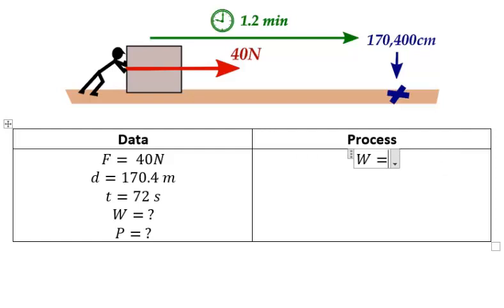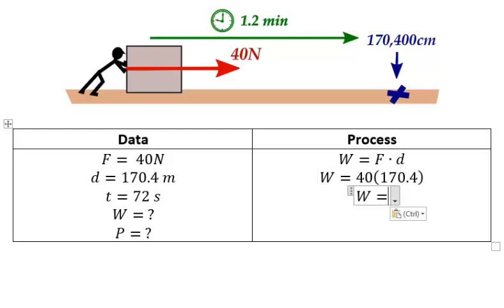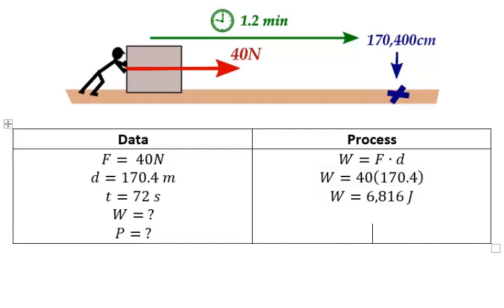So work equals force times distance, right? So the work is going to be equal to the force, which is 40 newtons, times the distance, which is 170.4 meters. That will give me a work of 6,816 joules. Remember, it's a capital J. Okay, so I already found the work.